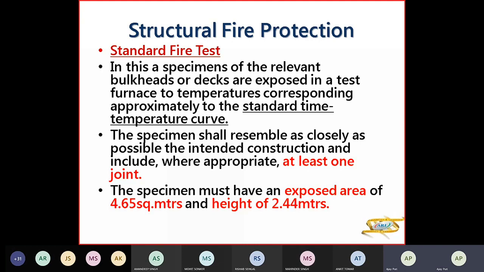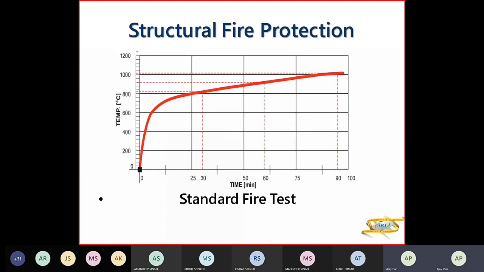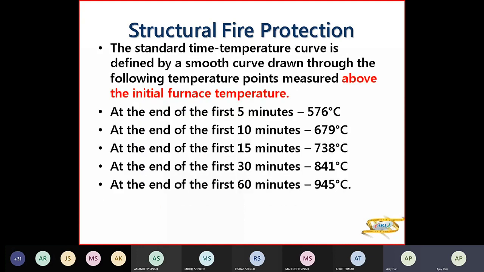And your specimen or your test piece should resemble your intended construction of your deck and bulkhead, and you should have at least one joint in that test piece. That specimen should have an exposed area of 4.65 square meters, because one section will be exposed, one section will be unexposed. So the exposed area will be 4.65 square meters and the height of that specimen should be at least 2.44 meters. You have to write all this in standard fire test. Entire thing, you have to write along with the graph.